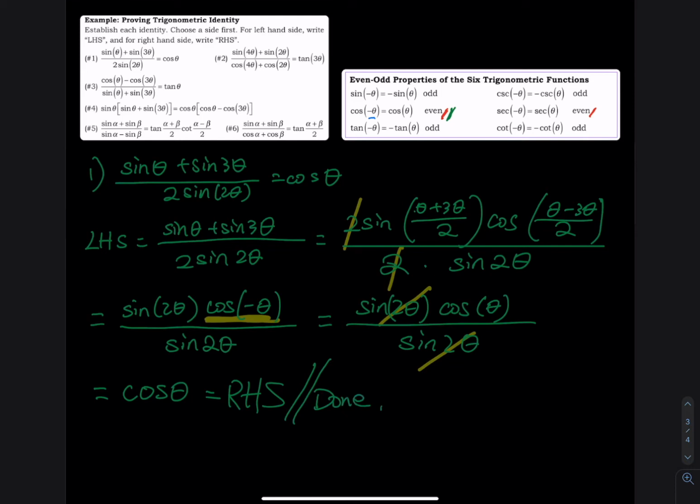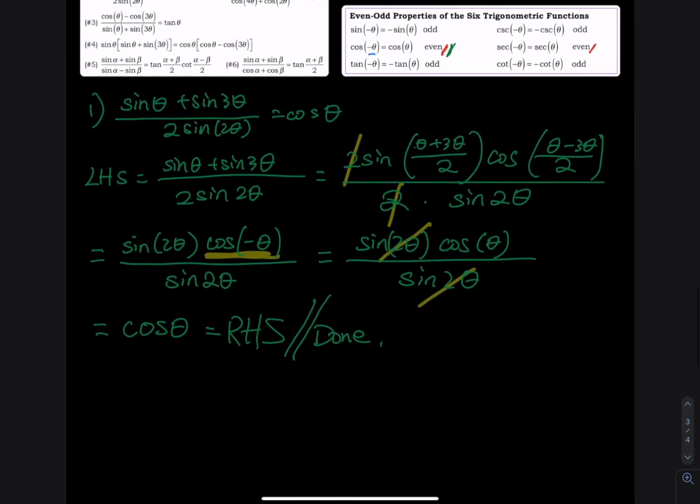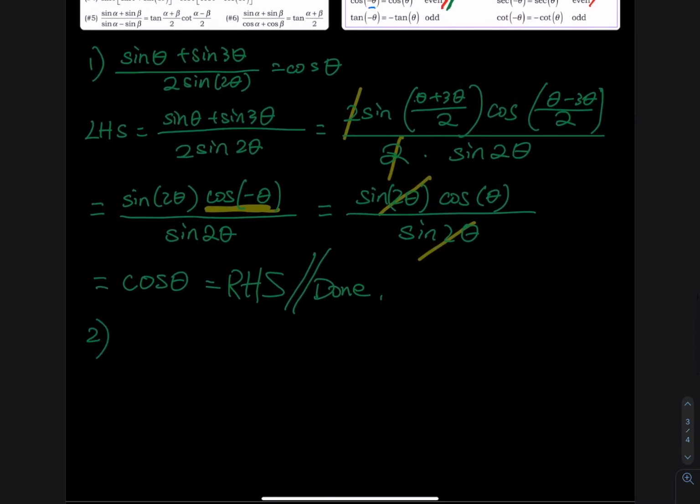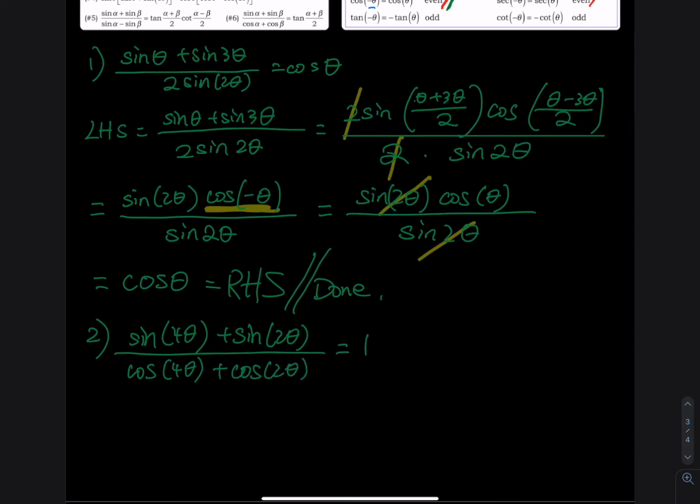Okay, so that is 1 down, 5 to go. Number 2, I'm going to go up. So number 2, you have sine of 4 theta plus sine of 2 theta divided by cosine of 4 theta plus cosine of 2 theta. So that is equal to tangent of 3 theta.